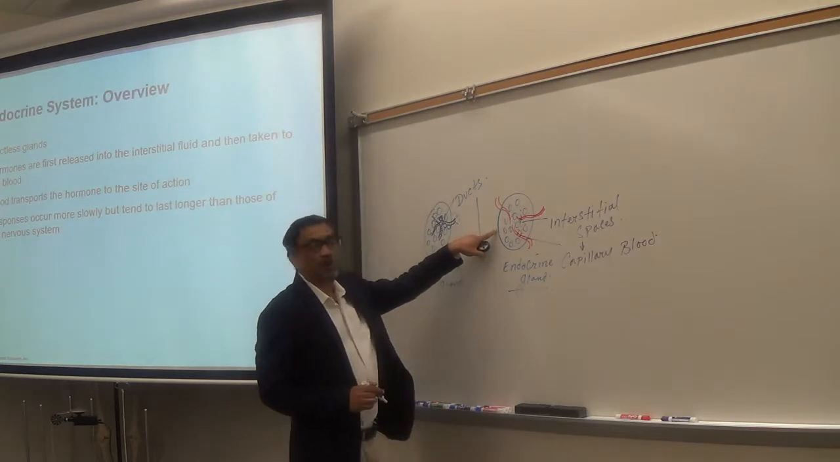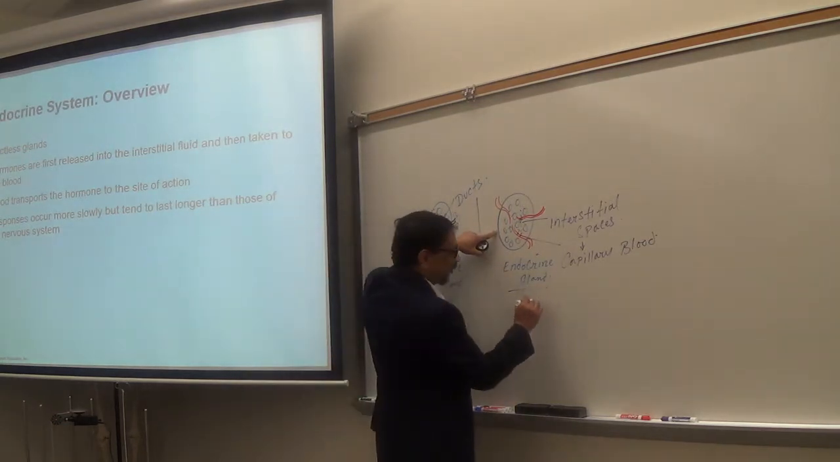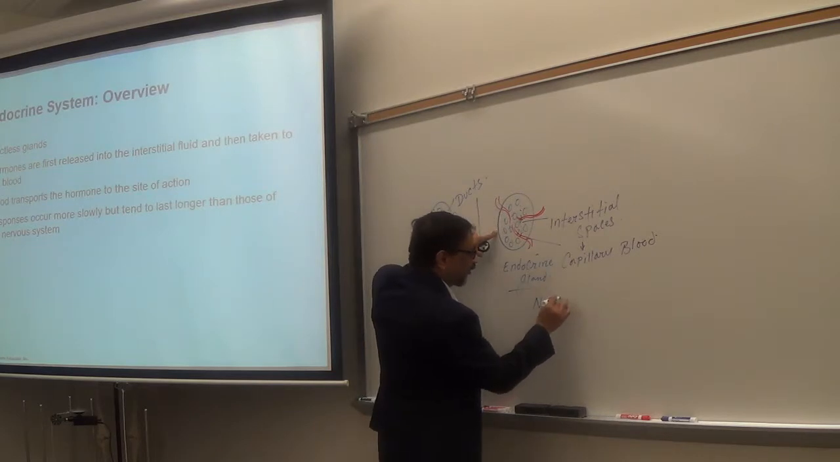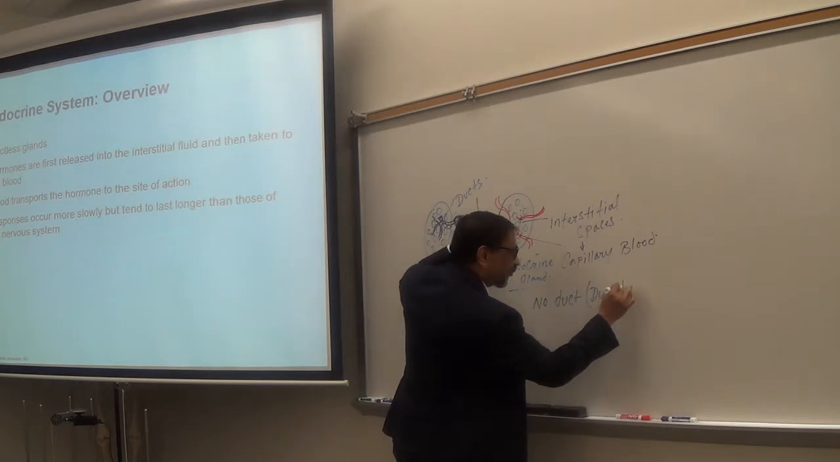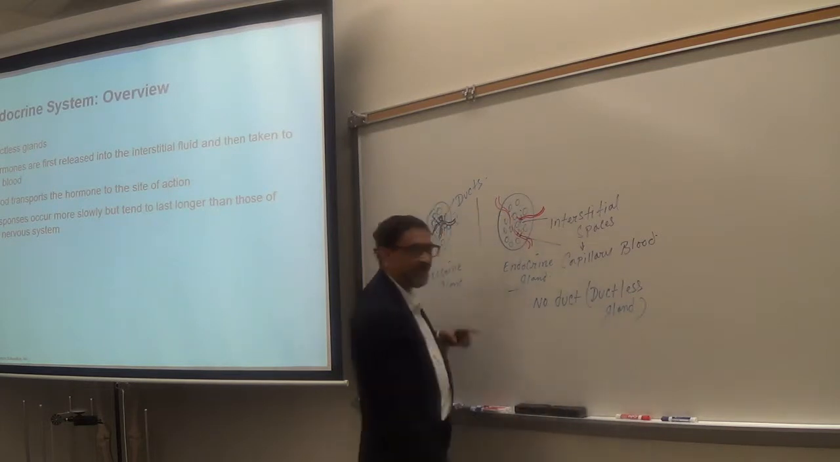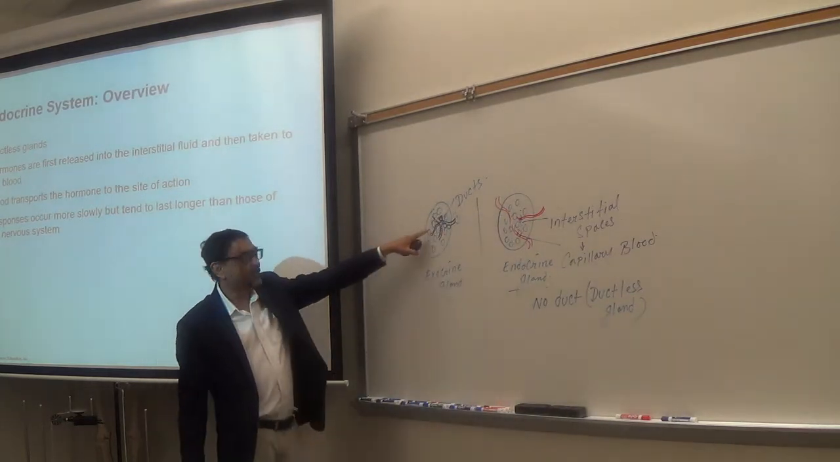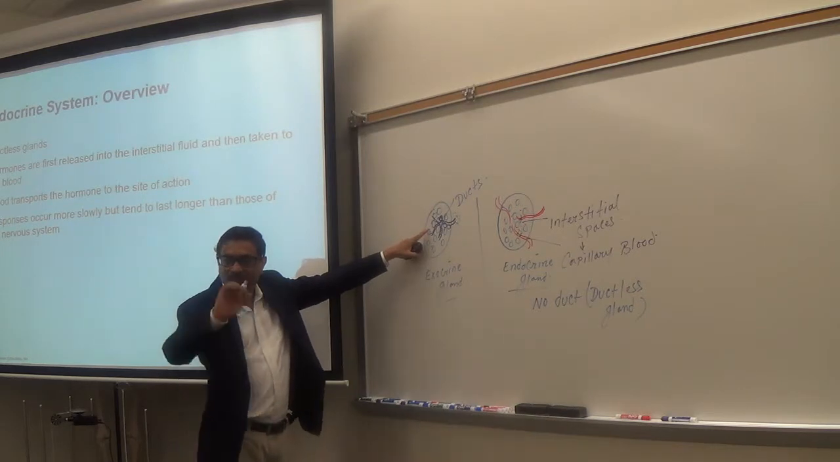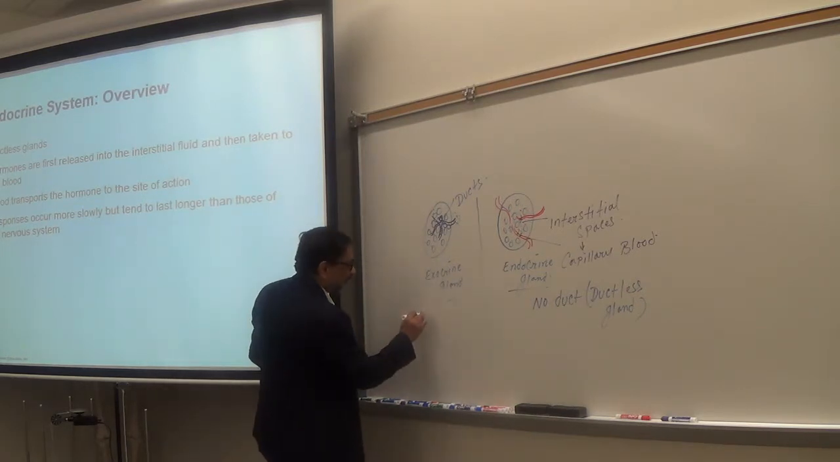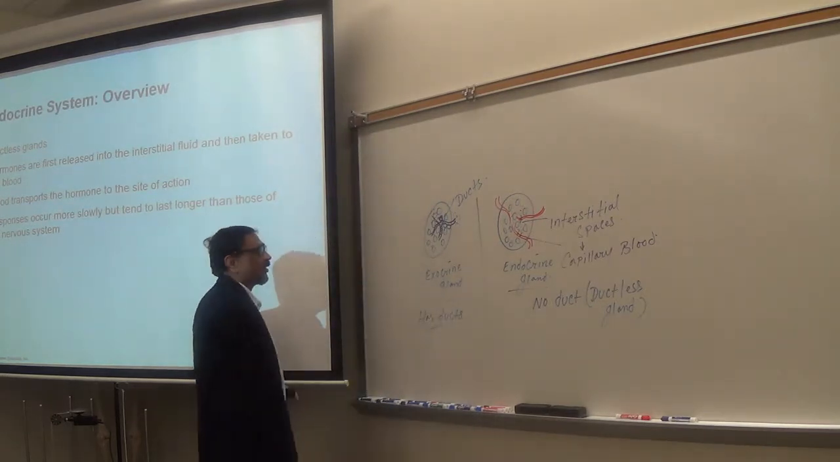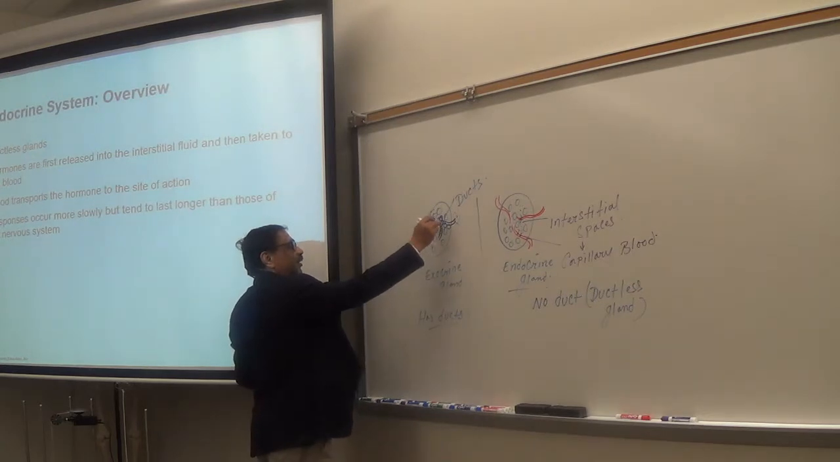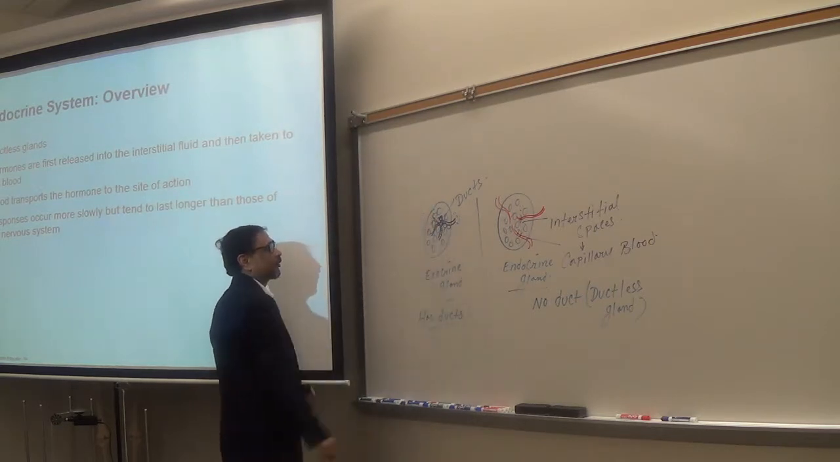So no duct is present. So in case of endocrine, no duct. That's why we say ductless. Ductless gland. Endocrine is ductless gland, right? In case of exocrine, you have ducts, right? Those tubes inside. So has ducts. And the chemical hormone is secreted directly into the duct, directly from the cell to the duct.